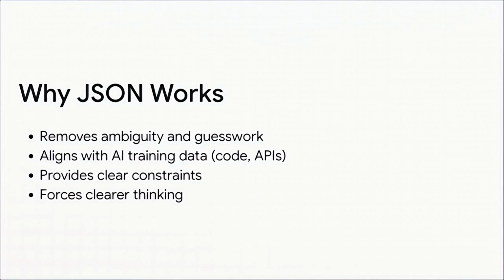First, it just removes all that guesswork we talked about. But second, and this is the real magic, these big language models are trained on billions of lines of code, on APIs, on all sorts of structured data. A huge amount of that is JSON, so you're giving it a pattern it already recognizes. This sets clear rules for the AI, and here's a cool bonus, it actually forces you to be clearer about what you want in the first place.